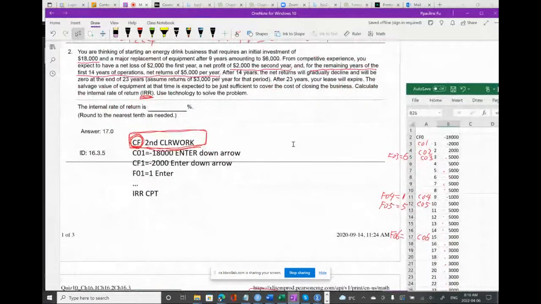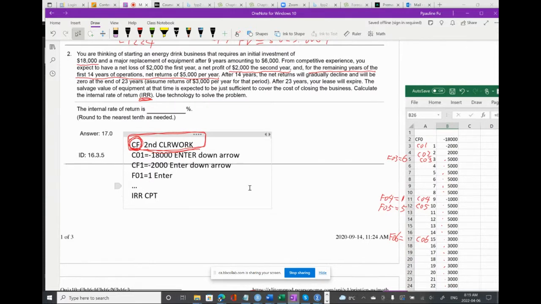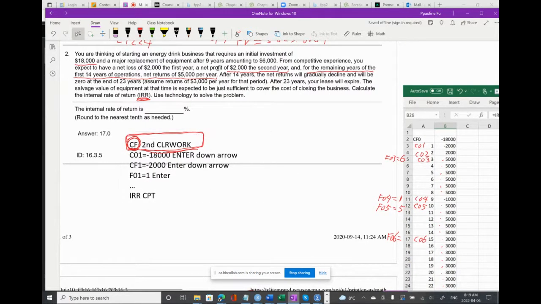Question 2. Need a little bit work. Okay. Question 2 is about internal rate of return, IRR. As we are reading the questions, I would like you to connect the data in the question with this chart. I pre-entered the data in Excel format. Okay, let's dive in.